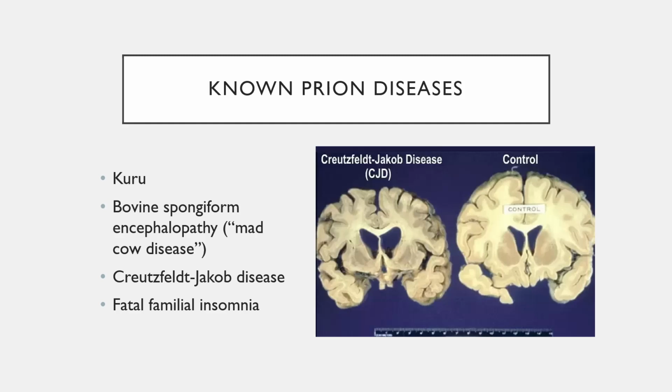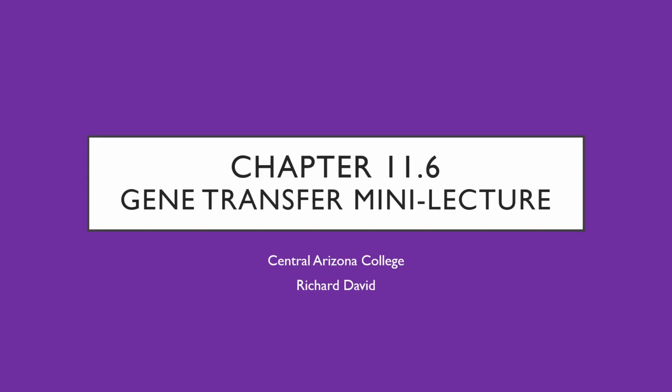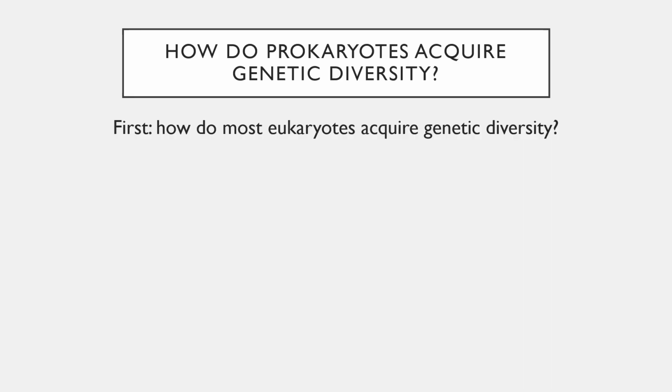Now, in this very last part of this lecture, we are going to take a step back and look at a section of Chapter 11 that we didn't cover in our Chapter 11 lecture. The reason is that we couldn't really wrap our heads around this until after we talked about viruses. Chapter 11, Section 6 is all about how prokaryotes acquire genetic diversity. Genetic diversity is important because it provides a species with robustness. Populations of organisms are better able to survive when their members exhibit a wide variety of traits.